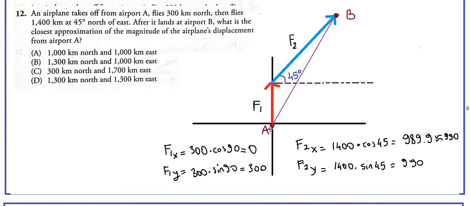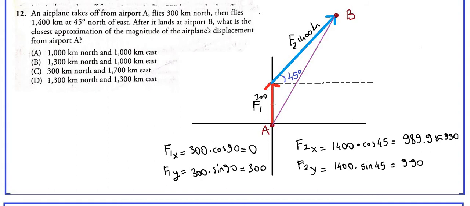This is airport A. We go 300 kilometers to the north. And then with the 45 degree, we go 1,400 kilometers to the northeast. So this is like our vector 1, F1. So if we decompose this, 300 times cosine 90 degree, because we go 90 degree to the x-axis. And cosine 90 is 0, 0 times 300 is 0. So the x component of this vector is 0.